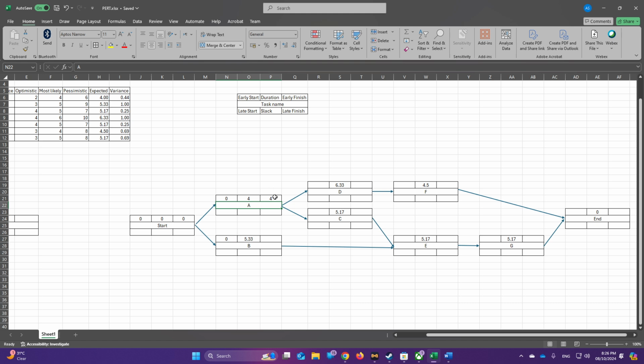And now we go on and we do the same for everything else. We will add here 0 plus 5.33, which is 5.33. Here we add 4 for each one. We add 4 plus 6.3, which is 10.33. We add 4 plus 5.17, which is 9.17.